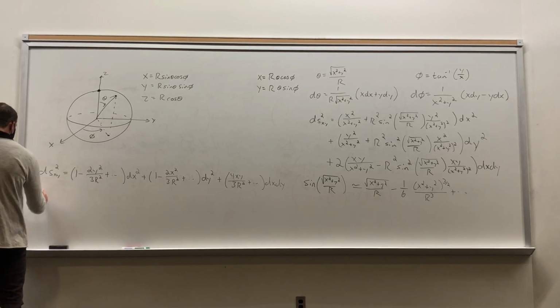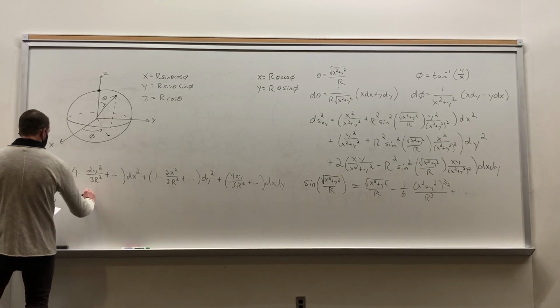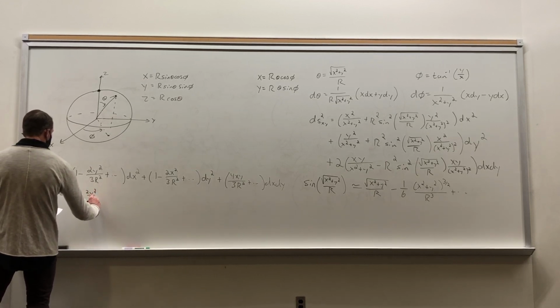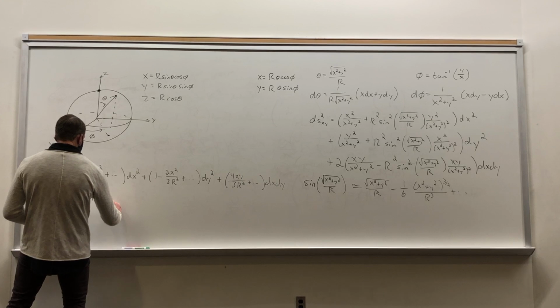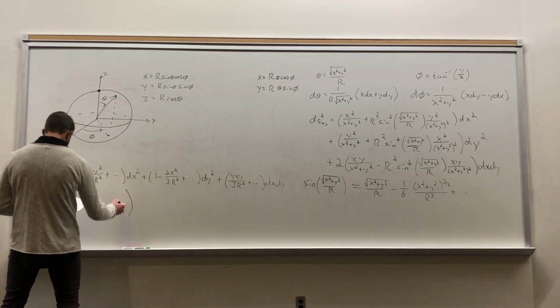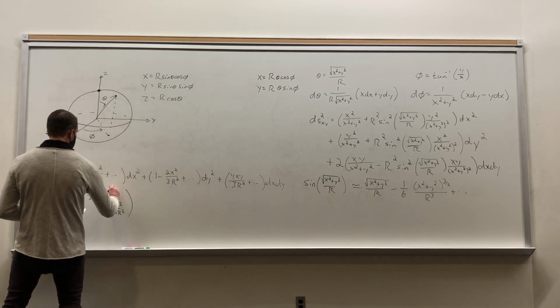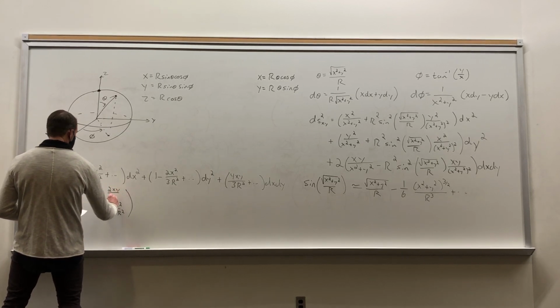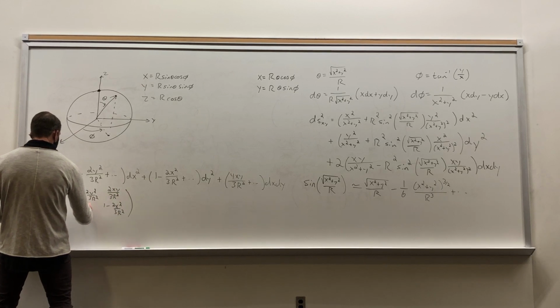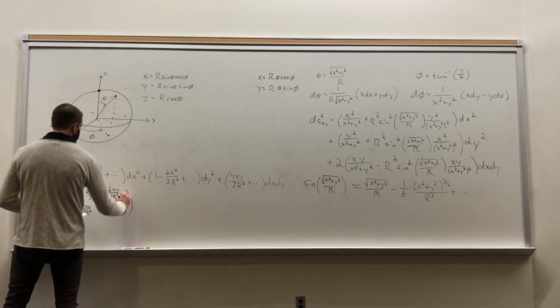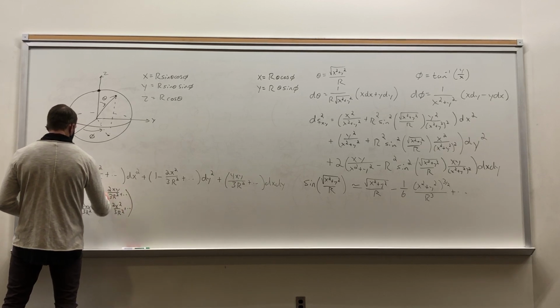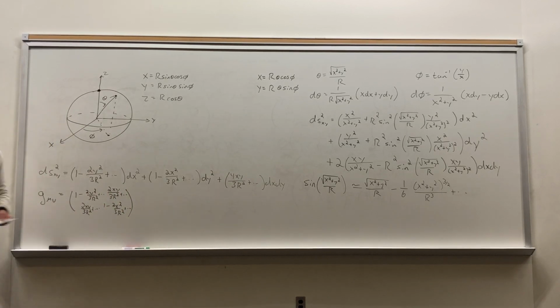Or if you want the matrix form of this, we can write it as 1 minus 2y squared over 3r squared, 1 minus 2x squared over 3r squared, and then 2xy over 3r squared, 2xy over 3r squared, where all of these have a plus dot dot dot. So I'm giving you the lowest order terms for each of these. All right?